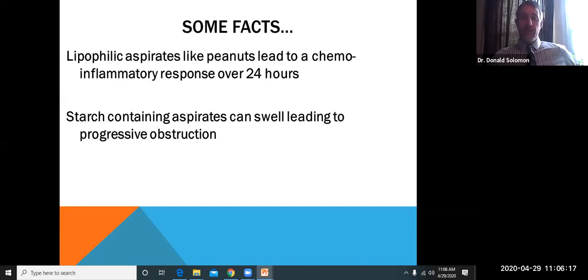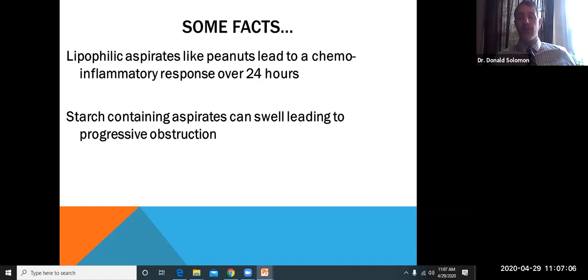Now, some more facts. The lipophilic aspirates, like peanuts, and we talked about peanuts being the majority of foreign body aspirates in younger children, tend to lead to a chemosis or inflammatory response over 24 hours. And that puts a little pressure on the provider to try and take the foreign body out sooner rather than later. The longer the inflammatory process goes on, the more brittle the patient is from a respiratory standpoint, the harder they are to ventilate during extraction of the foreign body, and the more mucosal inflammatory response you're going to see around the foreign body in the bronchus.